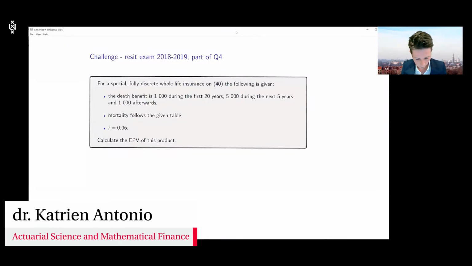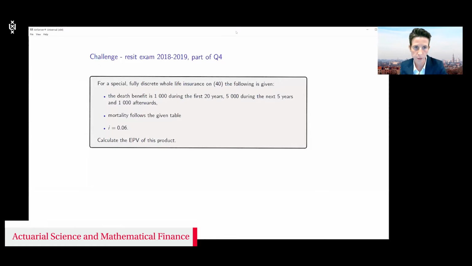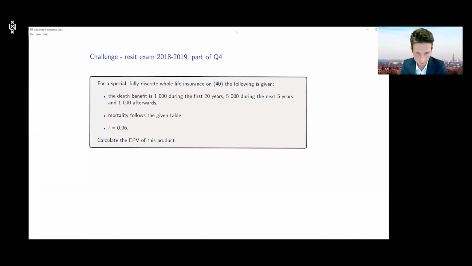So I'll bring you back to the resit exam of the 18-19 academic year. This was not the complete question, but it's part of the question, and I think it's a nice exercise to think about at this point in our course.